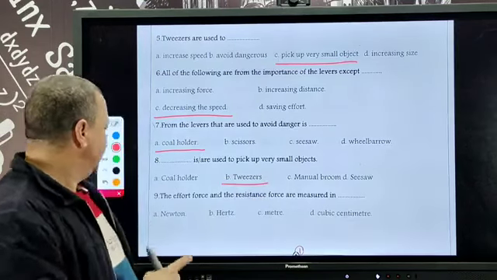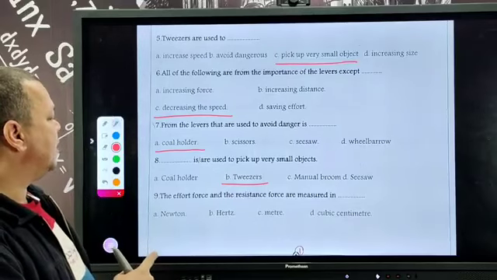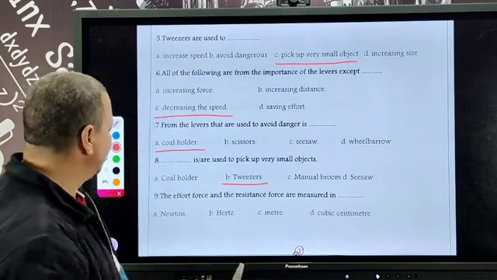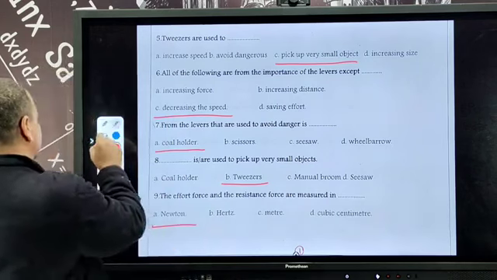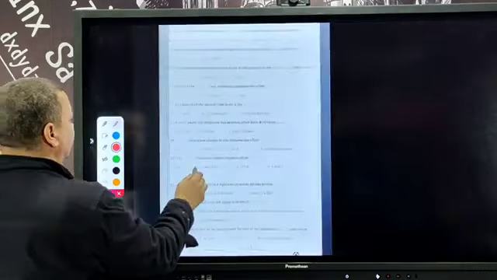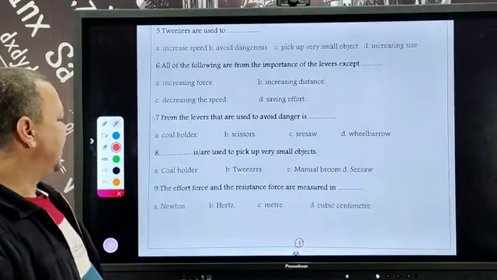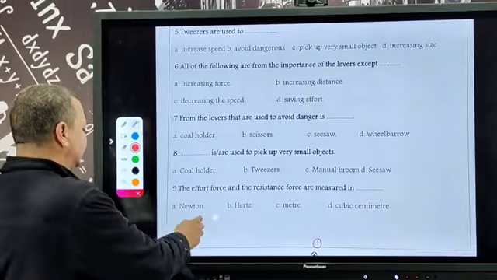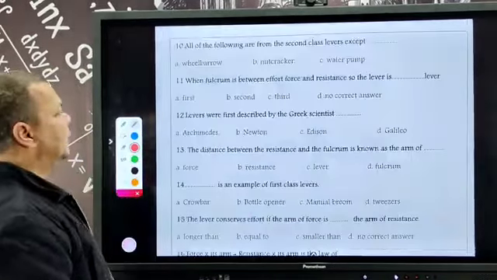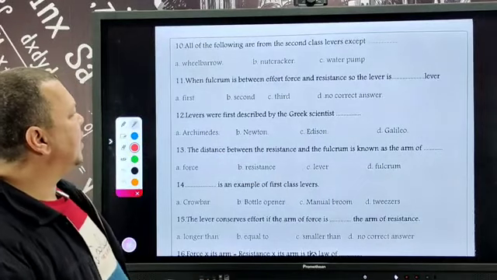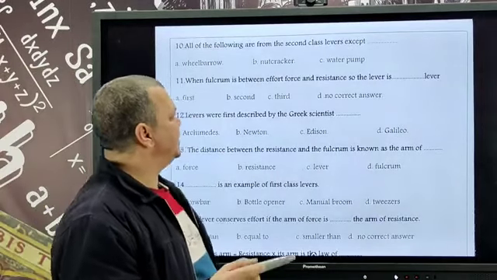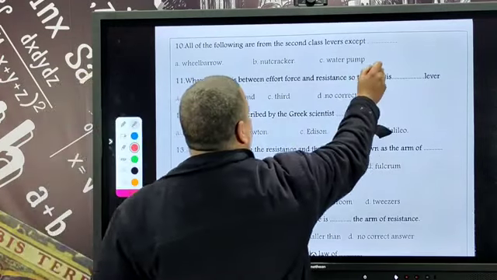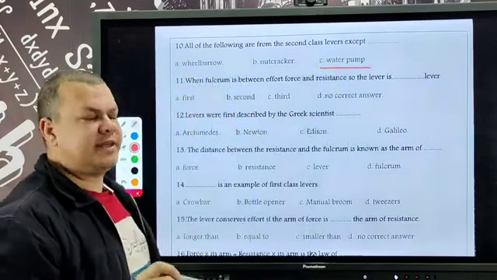Question number 9: the effort force and resistance force are measured in. يعني اليونت that used to measure effort force and resistance force هتبقى ايه؟ اليونت بتاعتها طبعا اللي هي ايه؟ النيوتن. Question number 10: all of the following are from the second class levers except. كل دول second class lever ما عدا طبعا الووتر بامب لانها طبعا from first class lever.